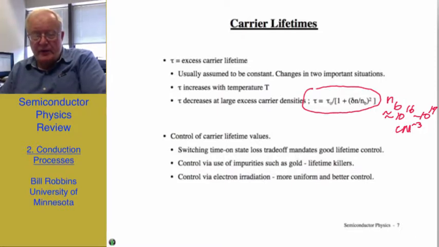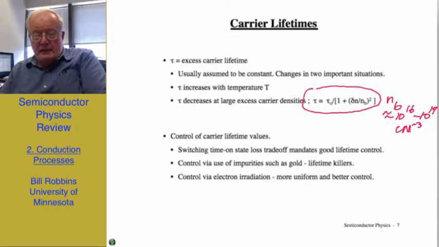We need to control the carrier lifetime tau0 because in some of our devices there's a trade-off between how fast we can turn the device on and off and what its on-state losses are. If we design the device for very fast switching times, our on-state losses are going to be large. Or if we design the other way so that we have low on-state losses, the switching times are going to be unacceptably long. And so there's an optimum carrier lifetime that achieves a reasonable balance between switching times and on-state losses.